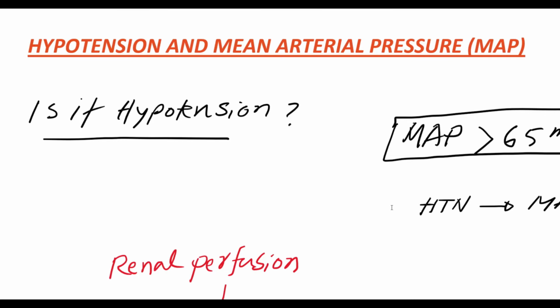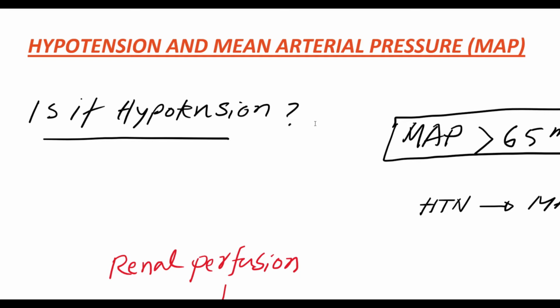Hello, today we will talk on hypotension and mean arterial pressure. Sometimes in our clinical world, we find that there are low pressure patients. Sometimes we record the pressure 90 by 60 or 80 by 50 or 80 by 60 and so on. And invariably we become confused whether this pressure is hypotensive or not.